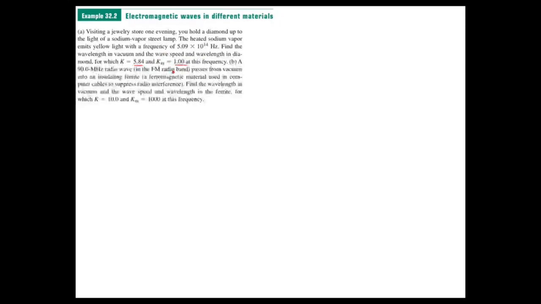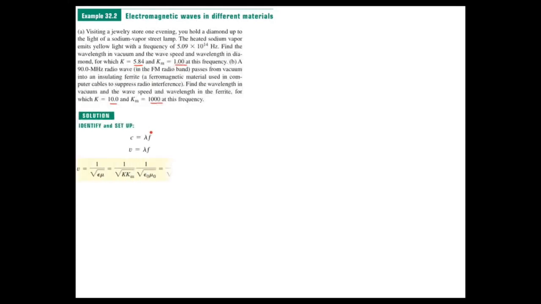In the second part of the problem, we're going to consider a 900 megahertz radio wave, which passes from vacuum into an insulating ferrite. Ferrite is a common ferromagnetic material used in the electronics industry. We're going to find the wavelength in vacuum again and the wave speed and wavelength of this radio wave in the ferrite, for which K is equal to 10 and the relative permeability is equal to 1,000.